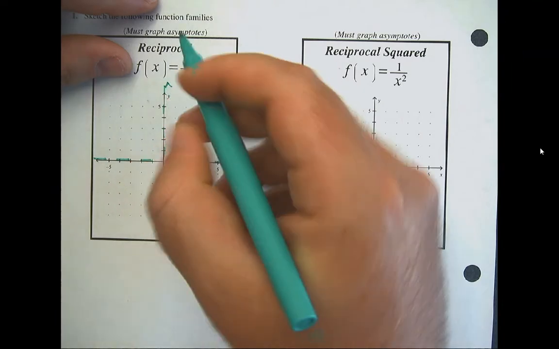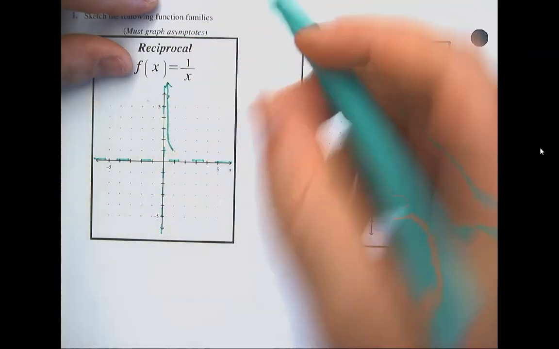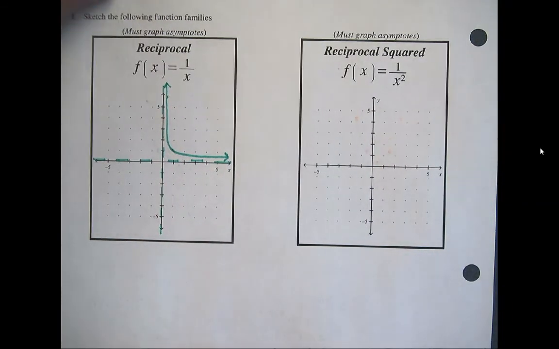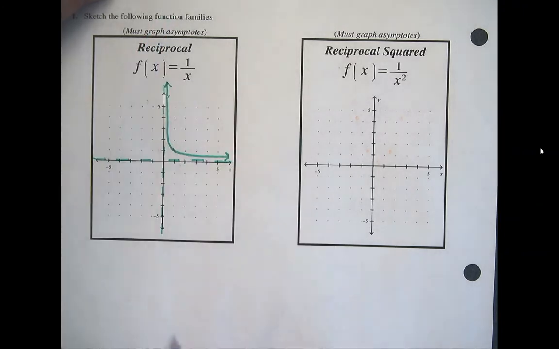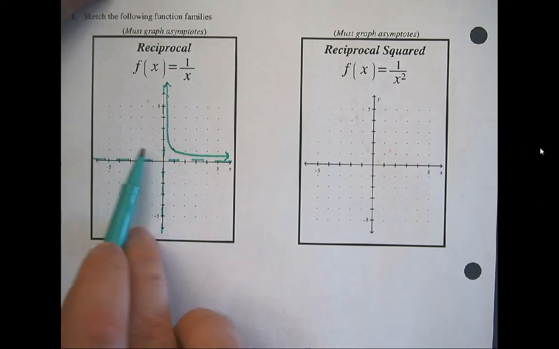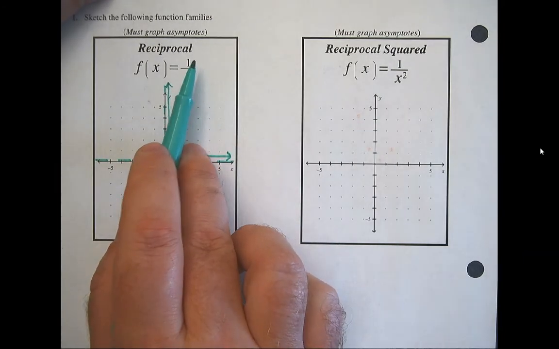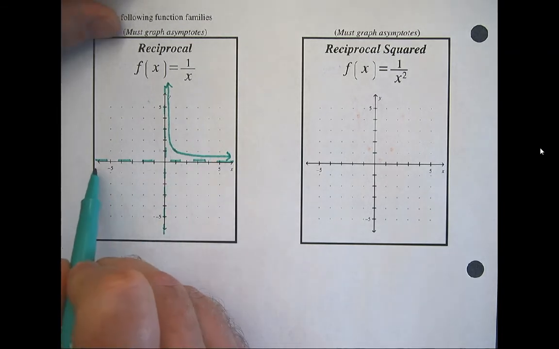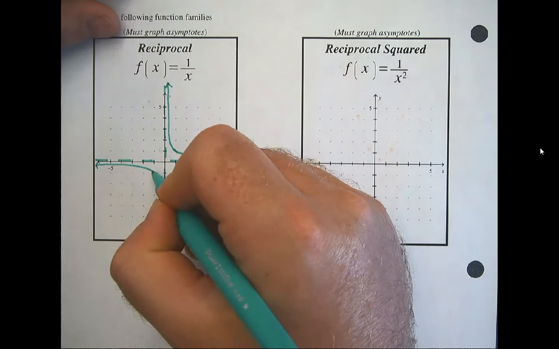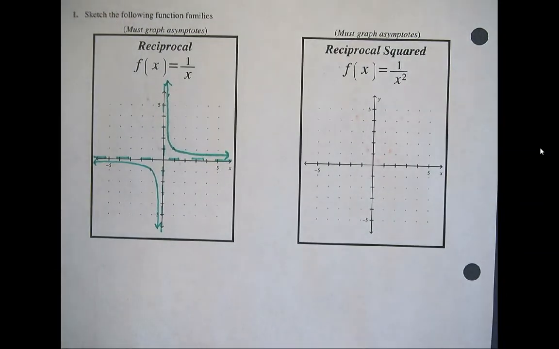So what we get are these 2 branches of a hyperbola. So this is 1 branch of the reciprocal function. Okay, let's go to the other side now. These are negative x's. What's 1 divided by a negative? A positive divided by a negative is a negative. So on this side, we're going to get a graph that does the same thing, except it's going to be in the negative section.